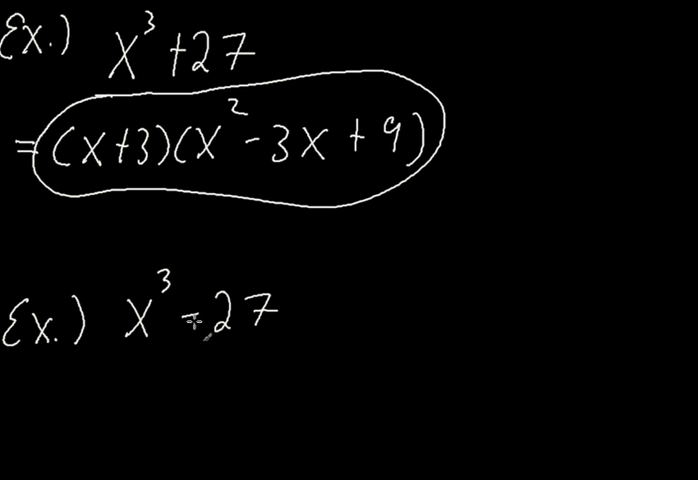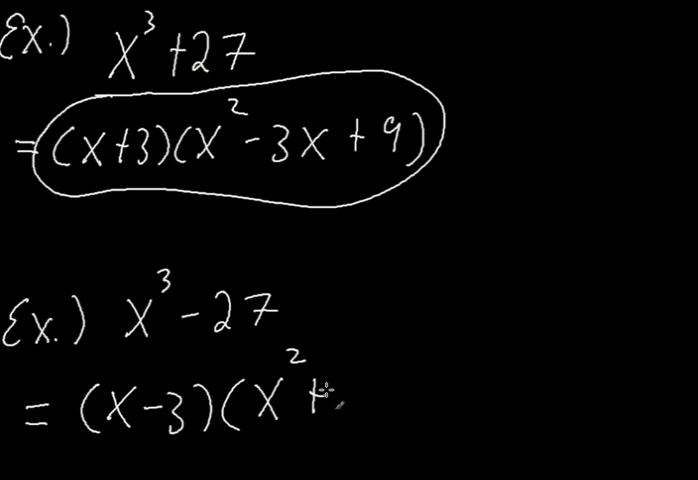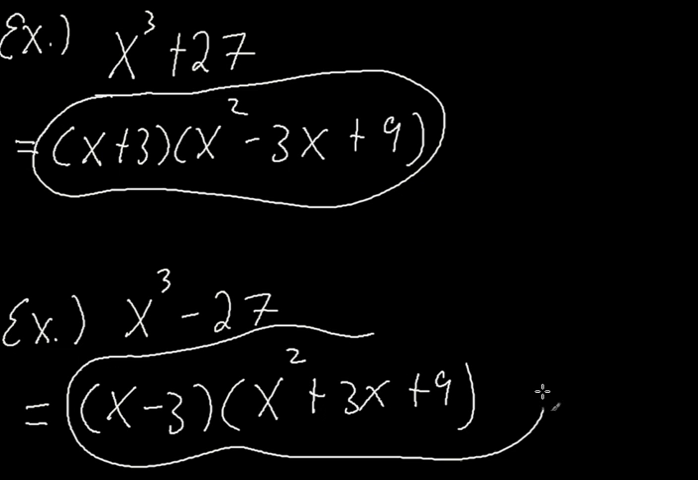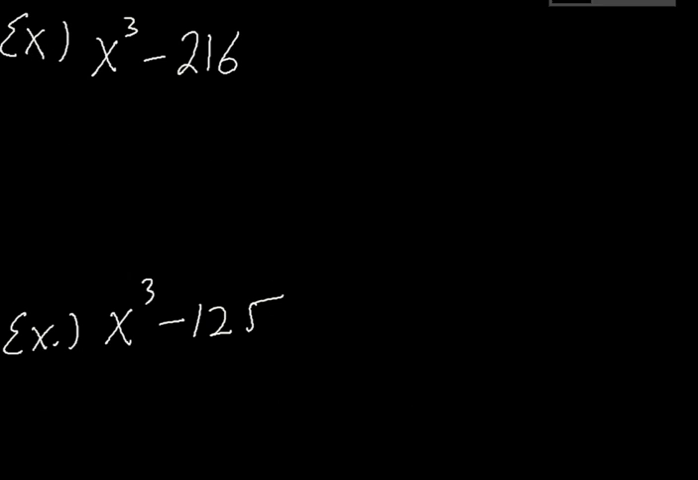What if it's the opposite sign in the middle? What if it's difference of cubes? Well, it's the same answer, it just has different signs. So this is x minus 3, x squared, then plus 3x. It has to be the opposite sign, plus 9. That last part is always positive because it's squared. Okay, so that's what happens if it's a different sign in the middle, sum and difference.